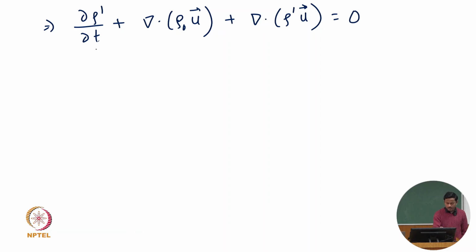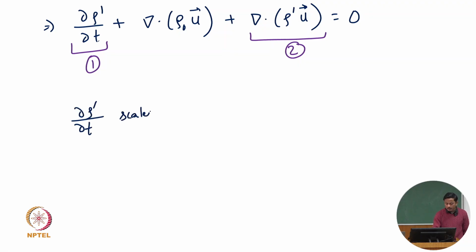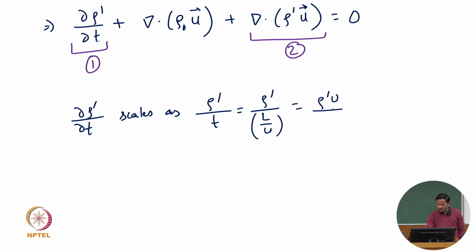Now there are two terms which have rho prime here. Let's say this is term 1, this is term 2. Term 1, del rho prime by del t, scales as rho prime by T, which is rho prime U by L, where U and L are some representative velocity and length scales of the problem. This will be defined by the system you are interested in. If you're interested in a large scale system, L will be large. If you're interested in a high speed system, U will be large. So this is how the first term scales.